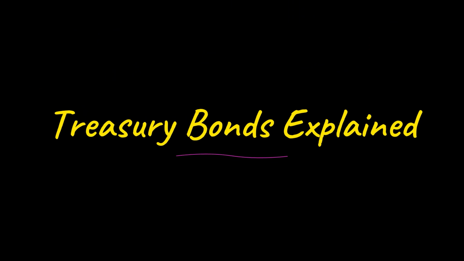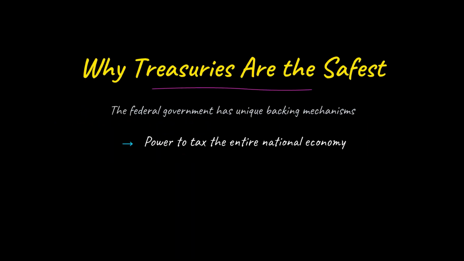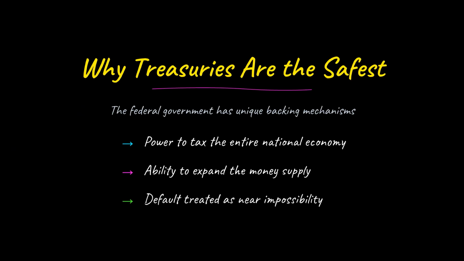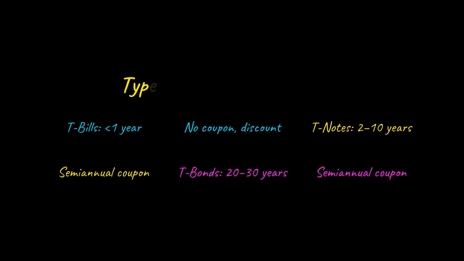Treasury bonds are debt securities issued by the U.S. federal government, and understanding why they behave the way they do is essential for any fixed income investor. Treasuries carry the lowest credit risk of any U.S. bond because the federal government can tax the entire national economy and expand the money supply if needed. Default is considered a near impossibility under ordinary conditions.